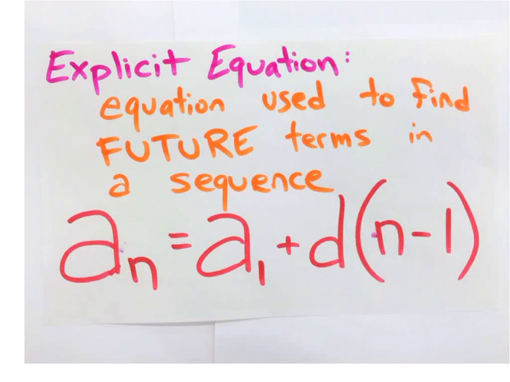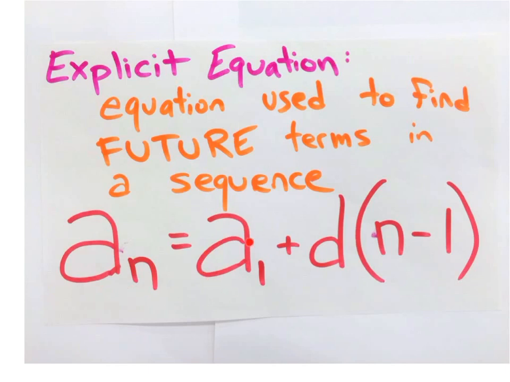In this video tutorial, we're going to review how we use the explicit equation formula to find missing terms in geometric sequences. So this explicit equation formula, what is it? It's an equation used to find future terms in a sequence. And we read this like a sub n equals a sub 1 plus d times n minus 1. A sub n is the term that maybe we're looking for, or it's a numbered value somewhere along the pattern.